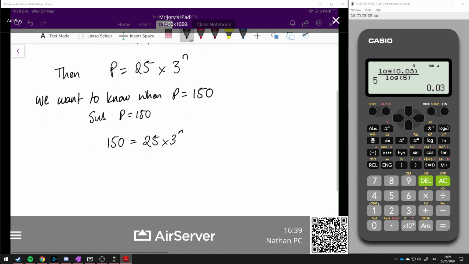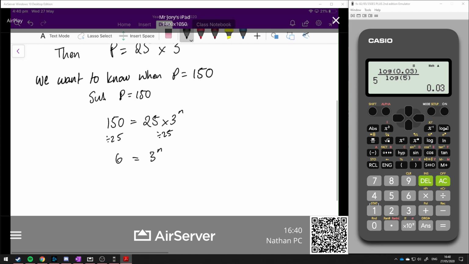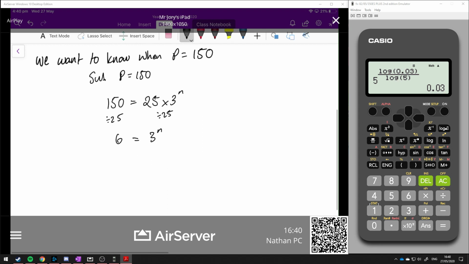Then next thing I'm going to do is divide both sides by 25 to get the 3 to the n by itself. So we get 150 divided by 25, which is not a stroke like that. It is in fact 6, and that is equal to 3 to the power of n. Okay, is that? Yeah, it is. Okay, so 6 is equal to 3 to the power of n.